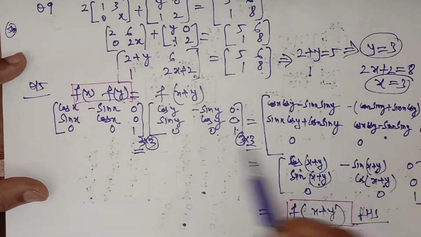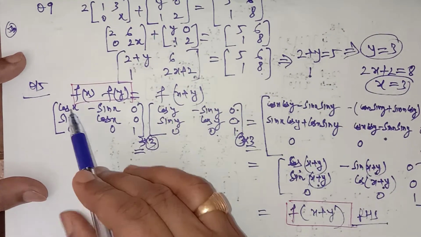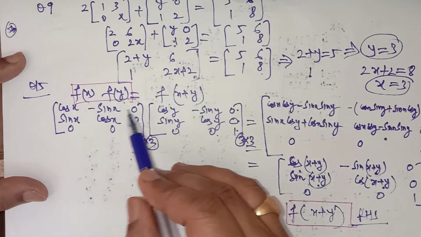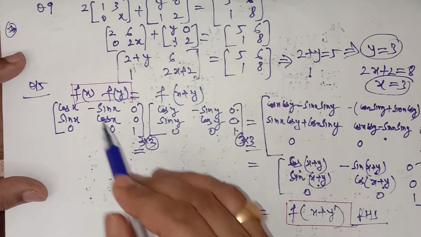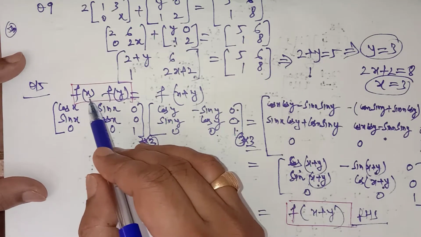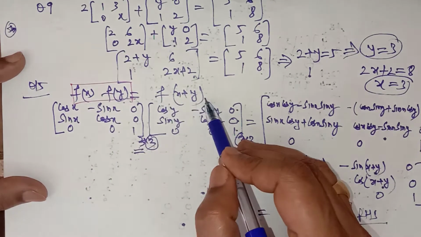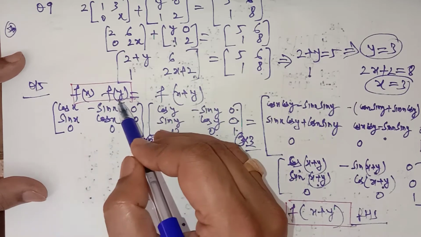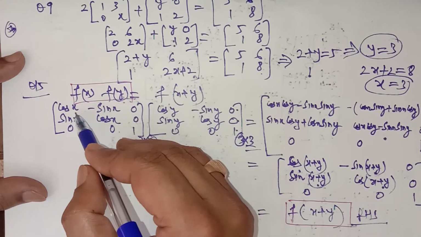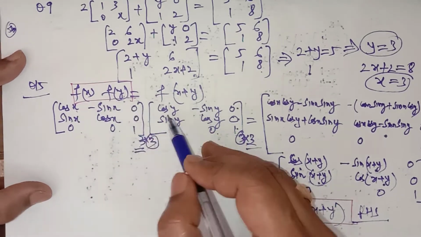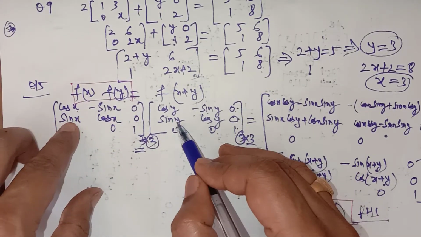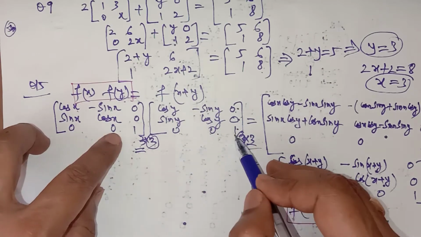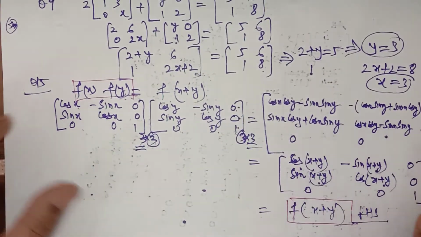Now in question number 15, the value of f(x) is given, which is equal to the matrix cos x, minus sin x, 0, sin x, cos x, 0, 0, 0, 1, which is a 3 by 3 order matrix. We have to prove that f(x) into f(y) is equal to f(x plus y). When you have to find f(y), you simply replace x by y. So f(y) becomes cos y, minus sin y, 0, sin y, cos y, 0, 0, 0, 1. Now we have to multiply these two.